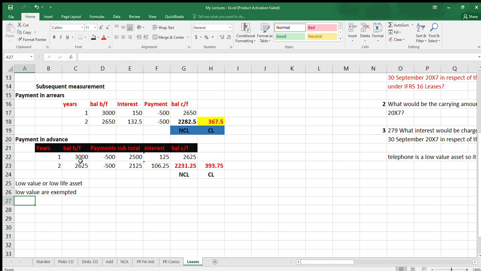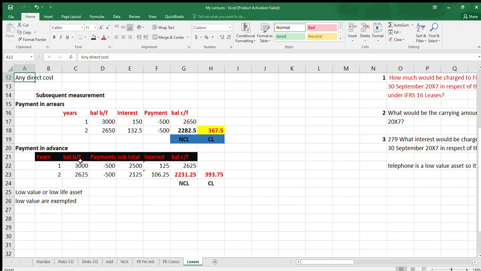But if you see any telephone or any laptop or whatever, please expense it into the statement of profit and loss account. Expense the full figure. Don't account for lease. And low life is when it is for a 1 year period. So even if it is a building and it is for 1 year, you don't account for lease. Lease is for more than 1 year. If it is within a year, then how can you even account for the lease?